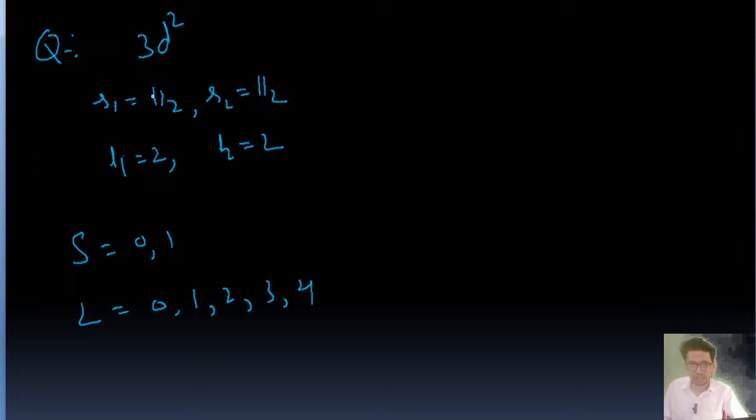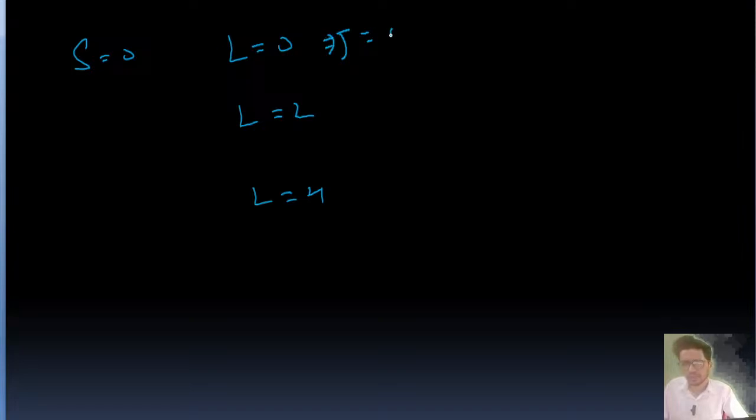Now because these are equivalent electrons, we'll use odd combination and even combination, right? So for S equal to 0, values of L are going to be 0, 2, and 4. Even, right? 0 is even. Then the value of J for this is 0, for this value of J is 2, for this value of J is 4.